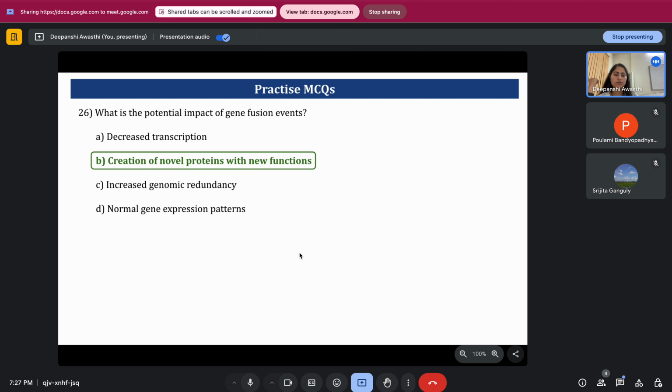Okay, so you mentioned option B. Yes, option B is right, which means creation of novel proteins with new functions. And those new functions might not be useful for our cell, but still it leads to a change in functionality and it creates the new protein. Decreased transcription is not the potential impact. There are chances that it might decrease, but it will not be considered.